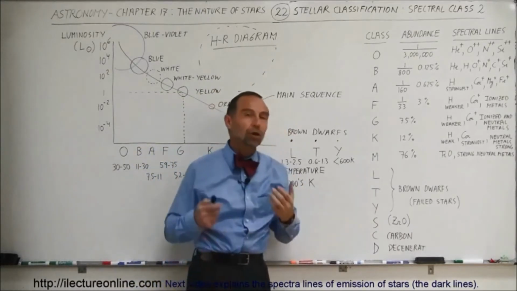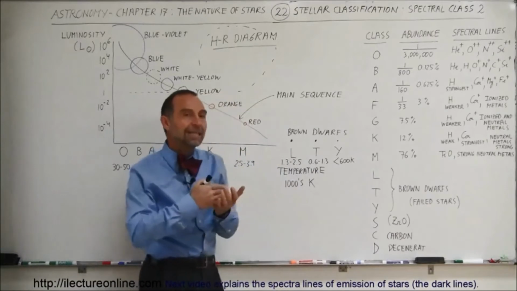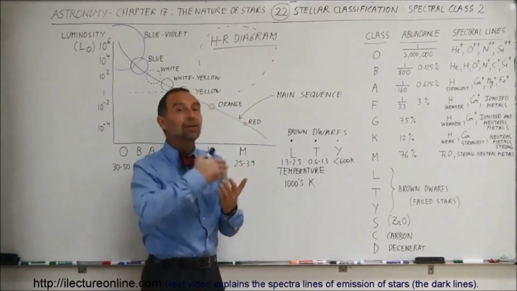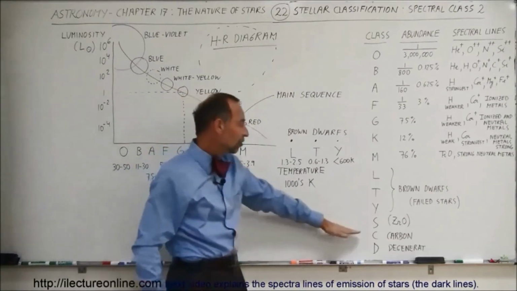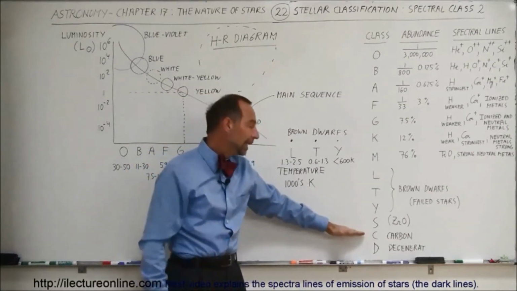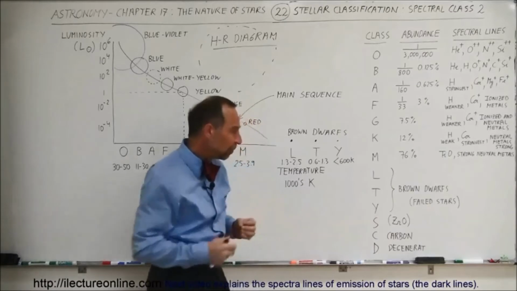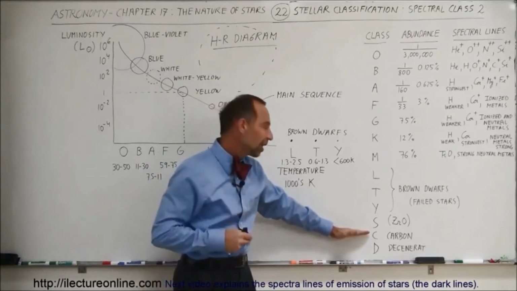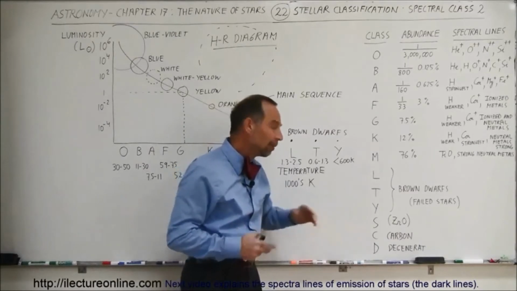Then we have what we call the carbon stars. When red giants get to be near the end of their life cycle and a lot of their helium has been converted into carbon, we start seeing very strong carbon lines in the spectrum, and so we call those the carbon stars. So those typically are the red giants near the end cycle of their life before they become white dwarfs.